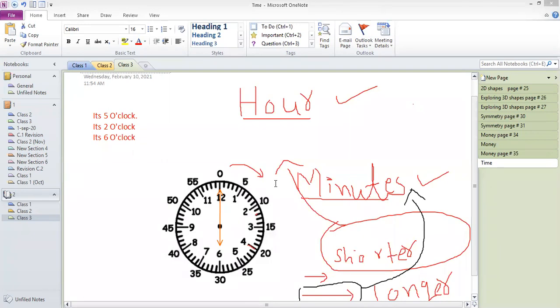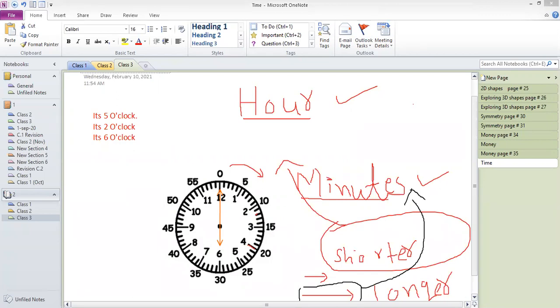Very good. Now I want to ask some questions and you have to answer me. Tell me, for hours we have to check the long hand or the short hand? The short hand or the long hand? Tell me in the chat box. For hours.